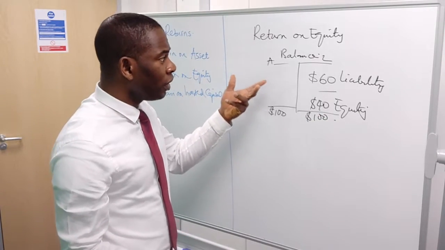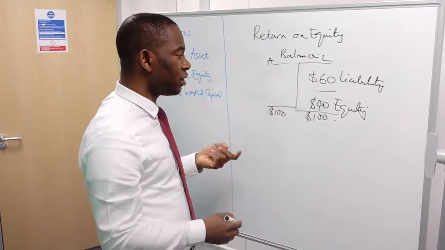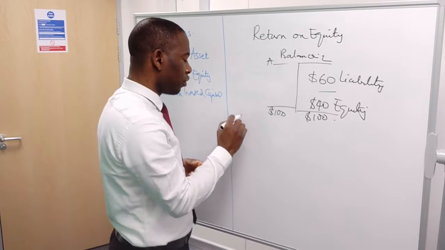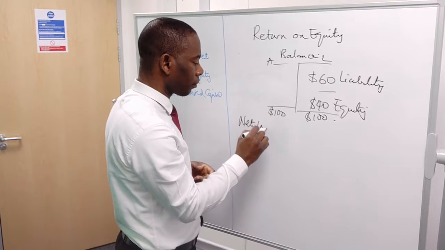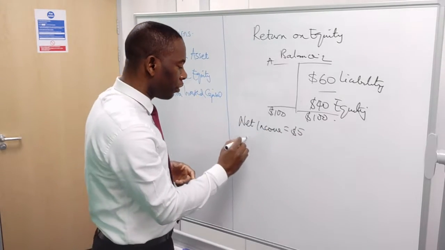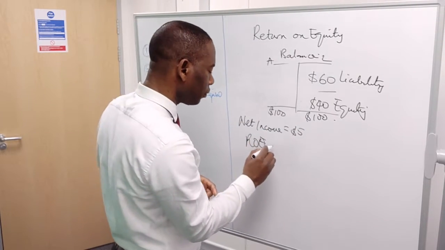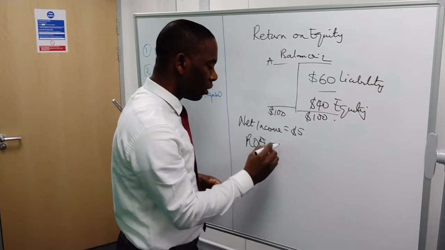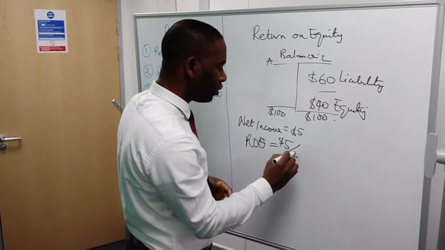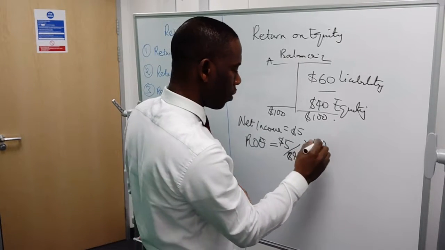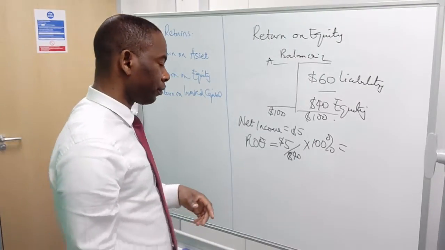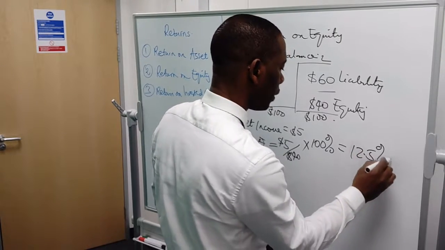So now, if in your income statement you have again $5 net income, your return on equity would be equal to $5 divided by $40 times 100%. So that's going to give you 12.5%.